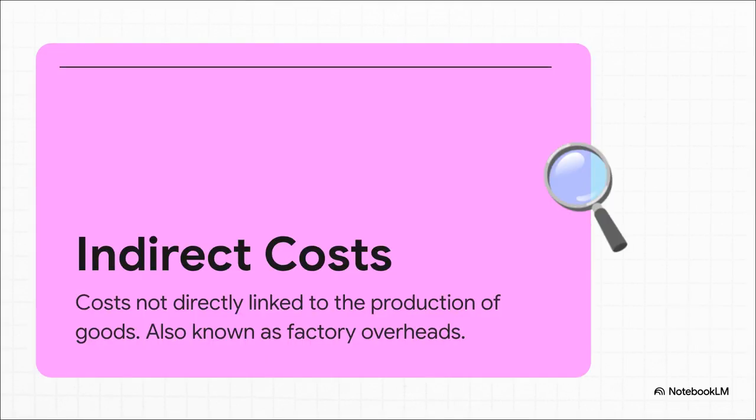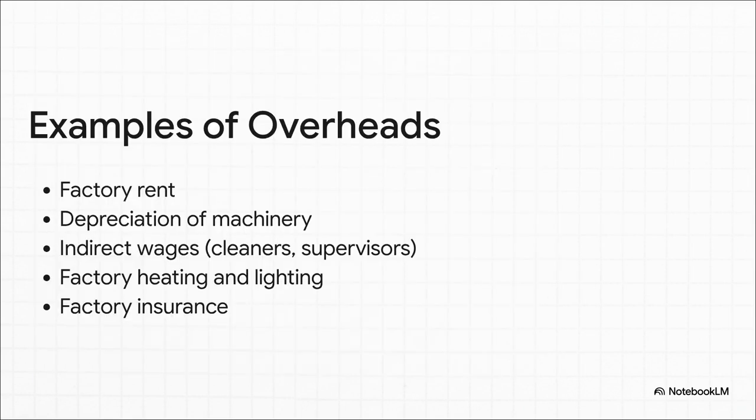Okay, but what about the lights in the factory, the supervisor's salary? I mean, you can't really say how much electricity one single chair used, right? Well, that's where our second bucket comes in. Indirect costs, or what accountants love to call factory overheads. These are all the costs that are absolutely essential for the factory to even run, but you can't trace them back to just one item. We're talking about stuff like the rent for the building, the insurance, the salary of the person who cleans the floors at night. All of this is totally necessary to make the chairs, but these costs support the entire production line, not just one single chair.